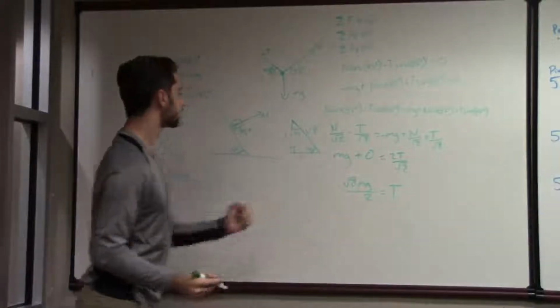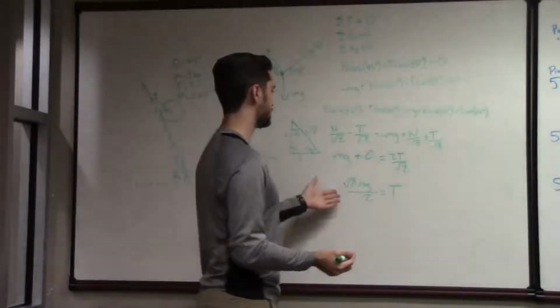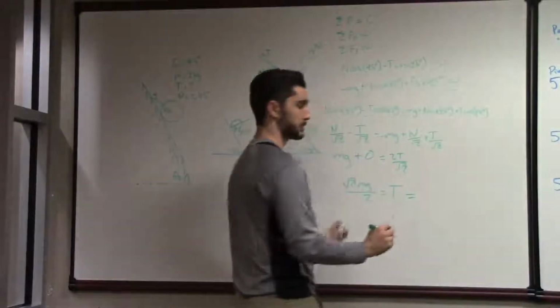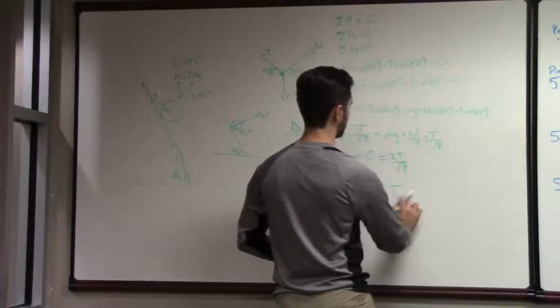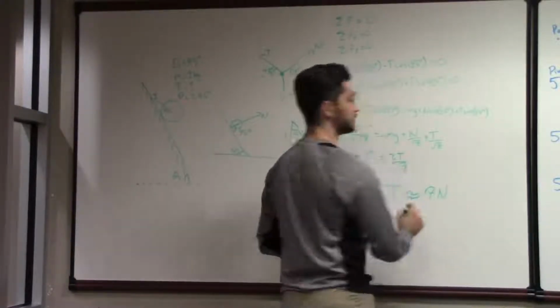Now if we use the mass that we're given, which is 1 kilogram, g, 9.8 meters per second squared, multiply that by root 2 and divide by 2, we will get T, which is a force, it will be about 7 newtons in magnitude.